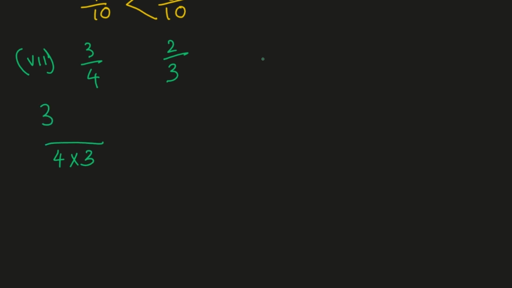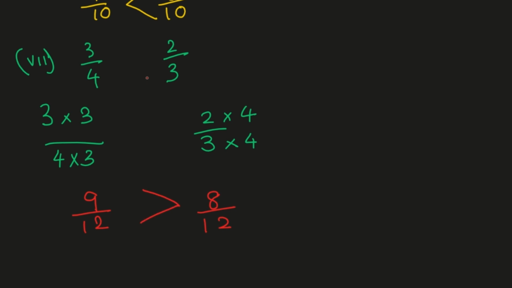In order to convert 4 into 12, you have to multiply it by 3. Then both the numerator and the denominator need to be multiplied by 3. In order to convert 3 into 12, you have to multiply it by 4. Then I'm multiplying the numerator by 4 as well. So the answer is 9 upon 12, and here the answer is 8 upon 12. So the larger fraction is 9 upon 12. So in the original question, 3 upon 4 will be greater than 2 upon 3.